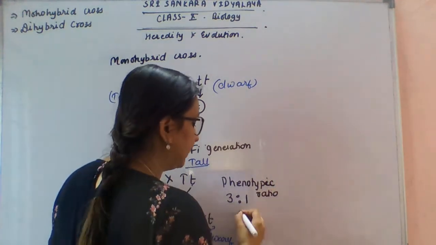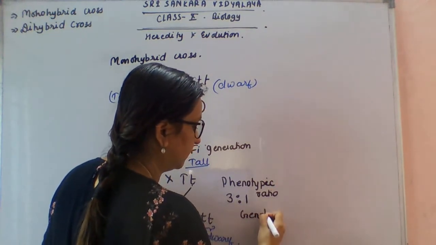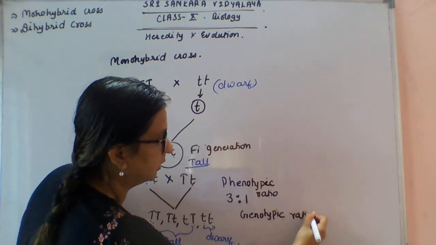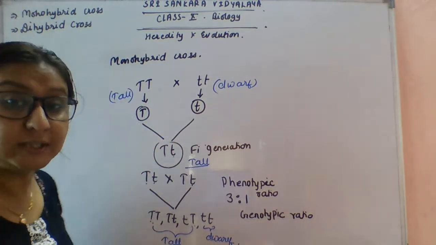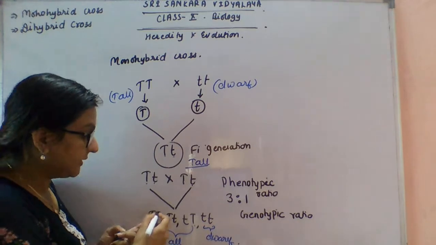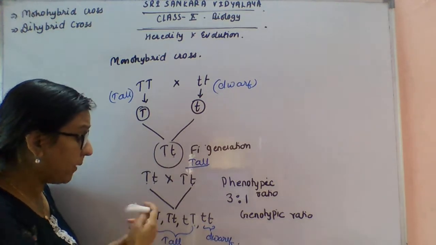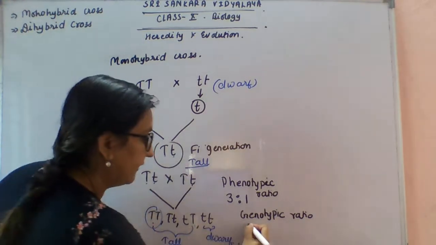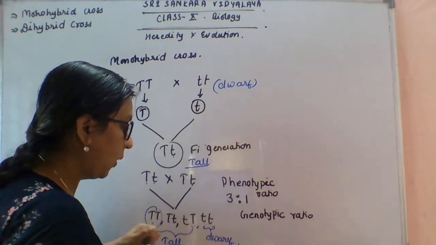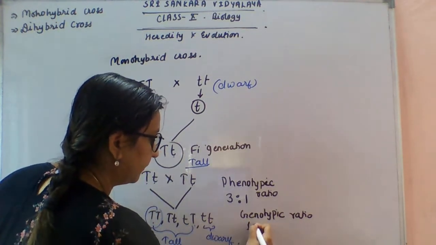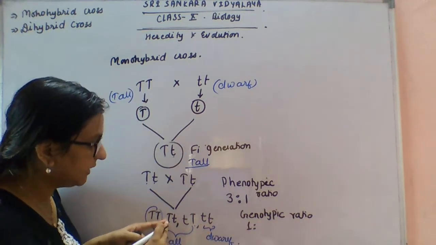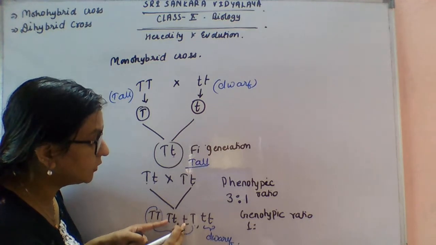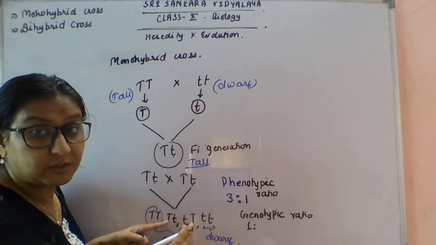And now we will discuss the genotypic ratio. Genotypic means what is present in the genes. Here this is a pure breed, you can see the pure breed of tallness. Both the characters are dominant. And here you can see capital T is present and small t is also present. Here also small t is present and capital T is also present.